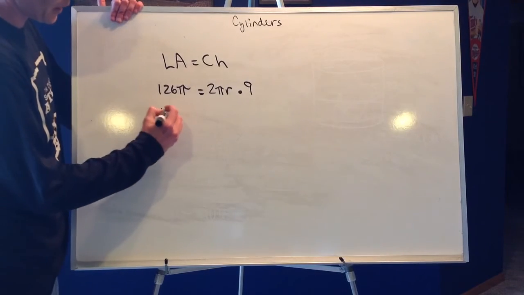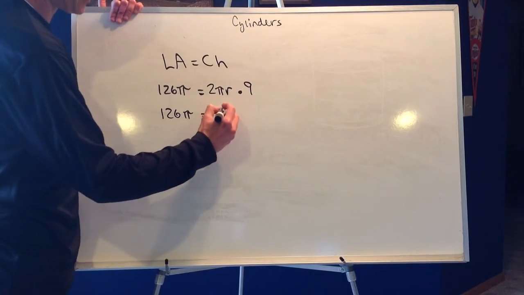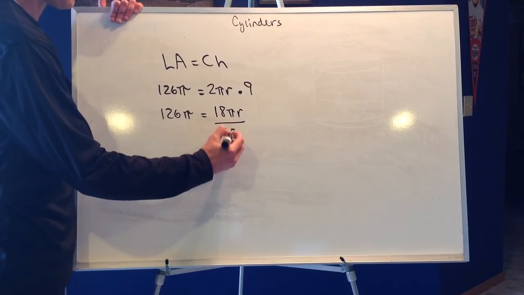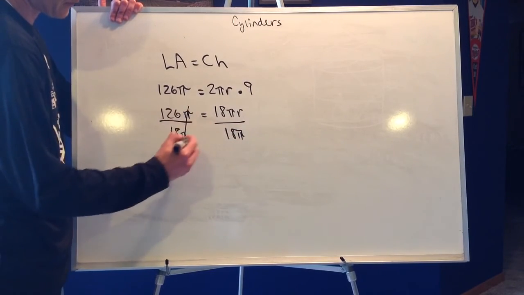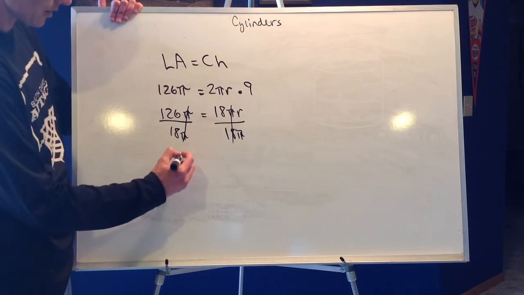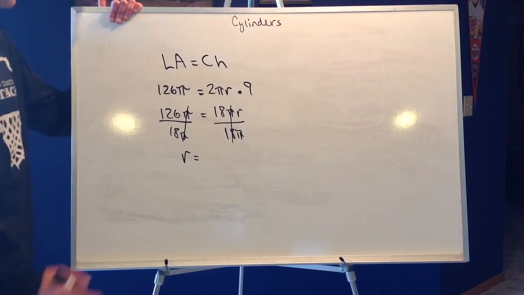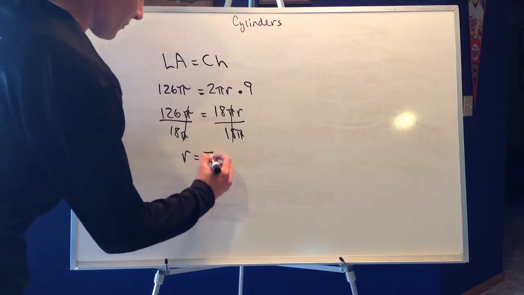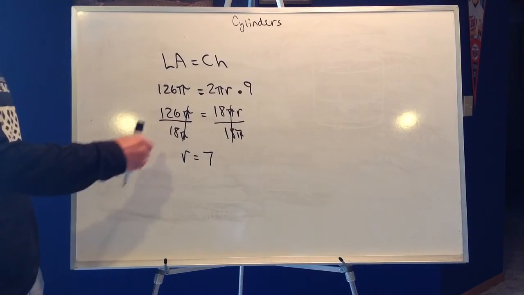Okay, so if I combine my like terms on the other side, 2 times 9 gives me 18 pi r. So we want to divide by the 18 pi to get rid of it. And divide by 18. And I think you end up with 7 for your radius on that one. Okay, so again, just working backwards.